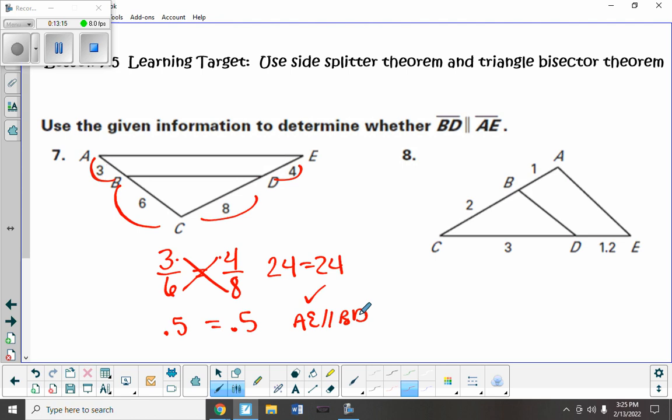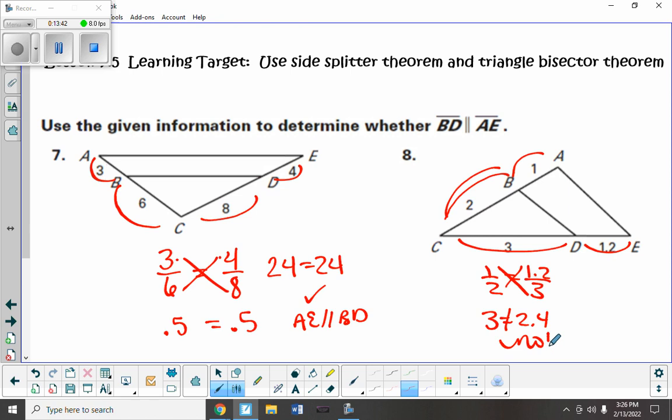Let's look at this next one. We're trying to decide if AE is parallel to BD, so we can write a proportion. So 1 is to 2 as 1.2 is to 3. And again, those are a little bit harder to reduce a fraction. I mean, you could just divide, but we can also cross multiply and see if it's true. 1 times 3 is 3. 2 times 1.2 is 2.4. Not equal, so they are not parallel. So set up a proportion, cross multiply when you're testing to see if the lines are parallel. Or you could also reduce each ratio and see if they're equal.